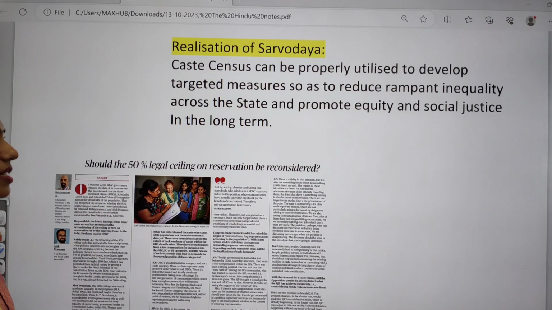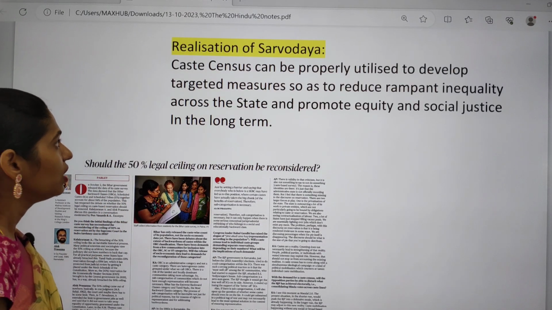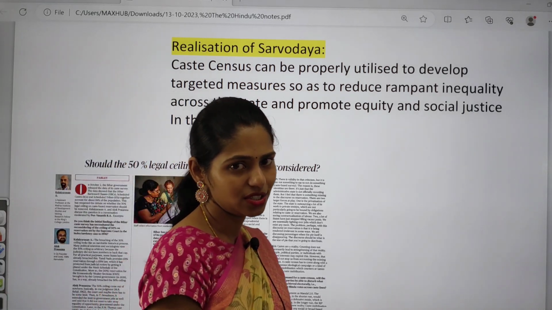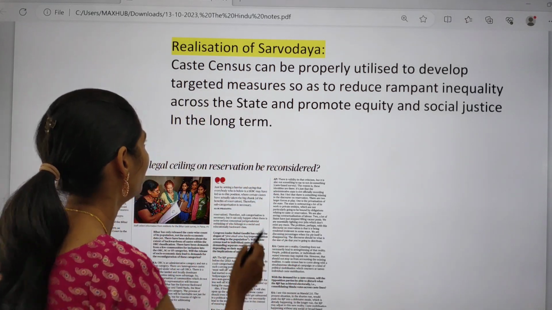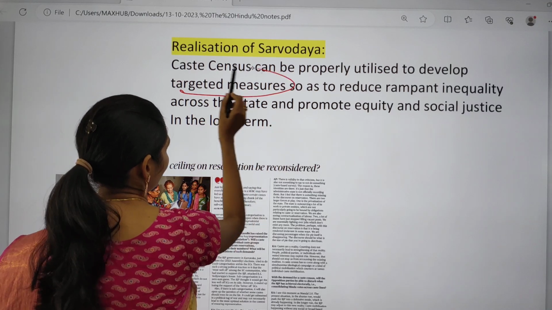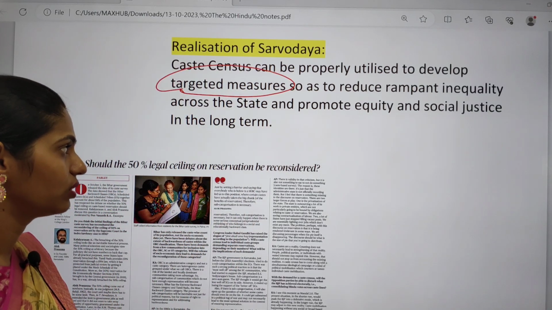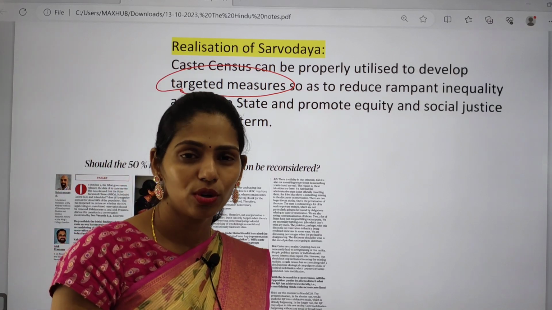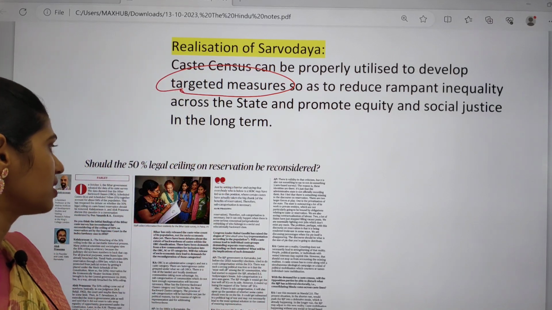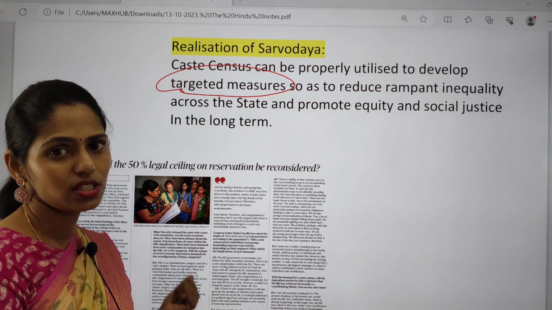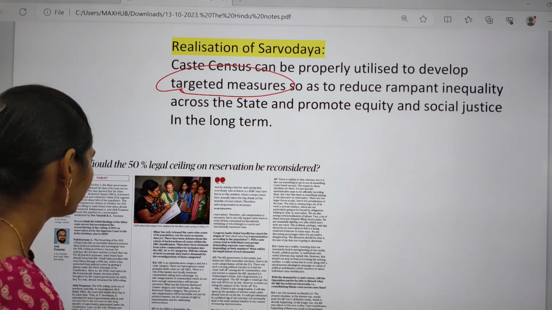So caste census data can be properly utilized to develop targeted measures. It will be helpful for developing targeted measures so that it will reduce rampant inequality in society, and we are promoting equity as well as social justice in the long term. So these are some important significance.